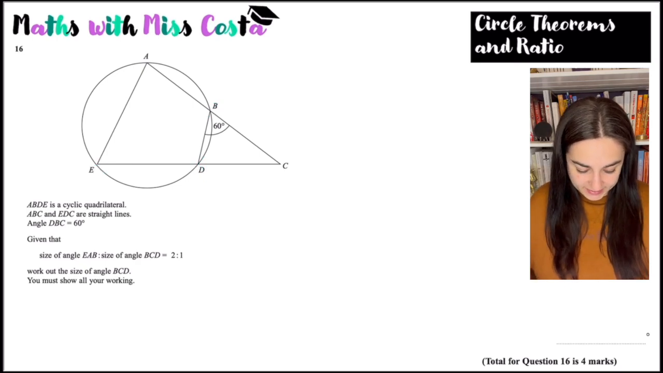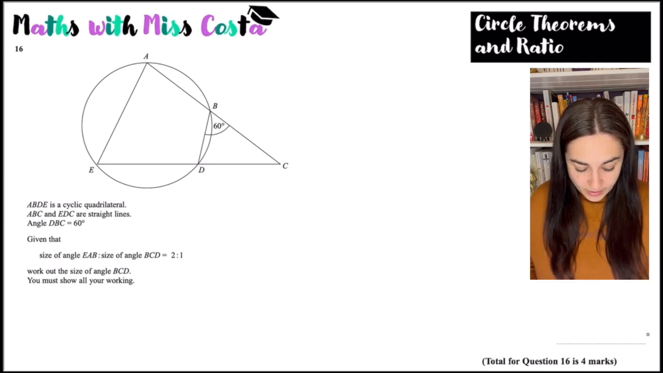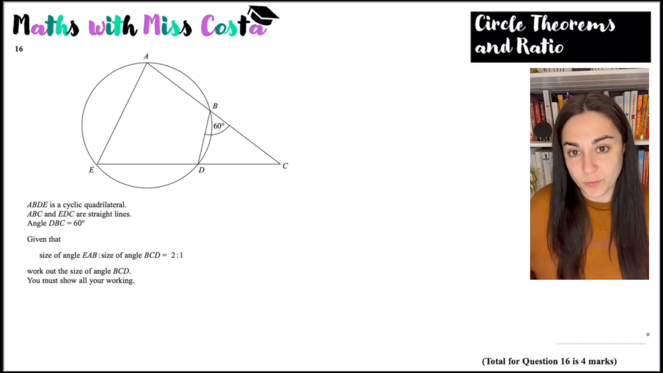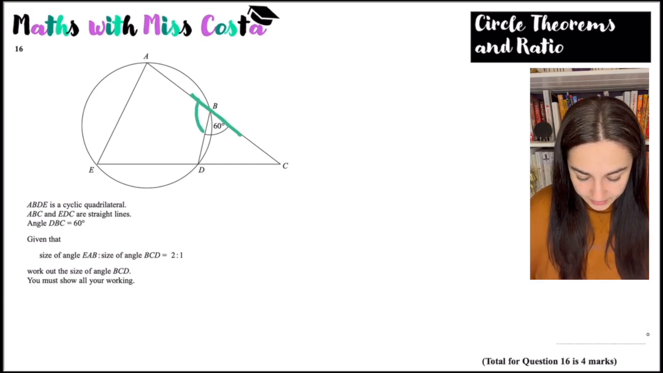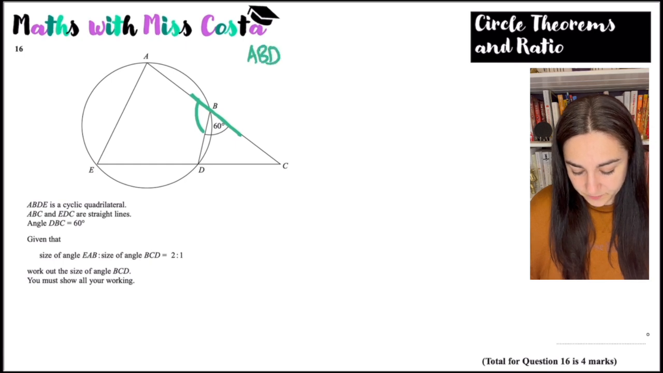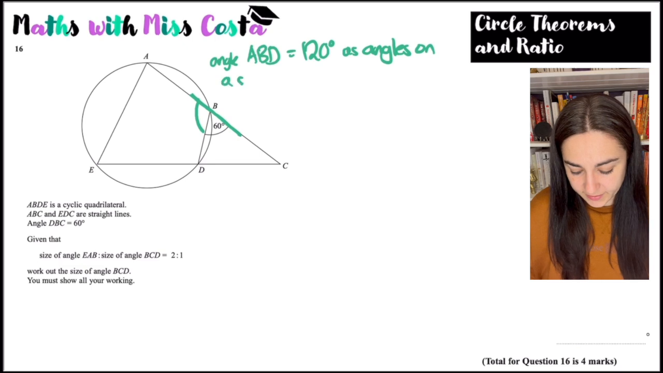I know that ABC and EDC are straight lines, and I'm told that angle DBC is 60 degrees. So let's first have a look at what we can work out from here. So I know that this is a straight line. Therefore, I could work out this angle here. So angle ABD must equal 120 degrees as angles on a straight line sum to 180 degrees.